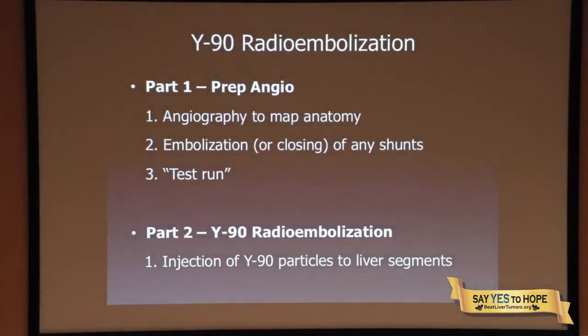The Y90 procedure is a 2-day process. The first day we come in, we do what's called a prep angio. We do a quick angiography, and I'll show you in a second what that means. We actually close off blood vessels that we need to close off, and I'll explain why. And then we do a test run. The test run is so that we make sure we don't inject these particles in the wrong part of the body, and I'll explain that in a second. And then part 2, you come back, is the easy part. Dr. Haynes generally comes down, we meet, and we put the catheter in there, and we inject these particles. It's quite easy to do the second part.